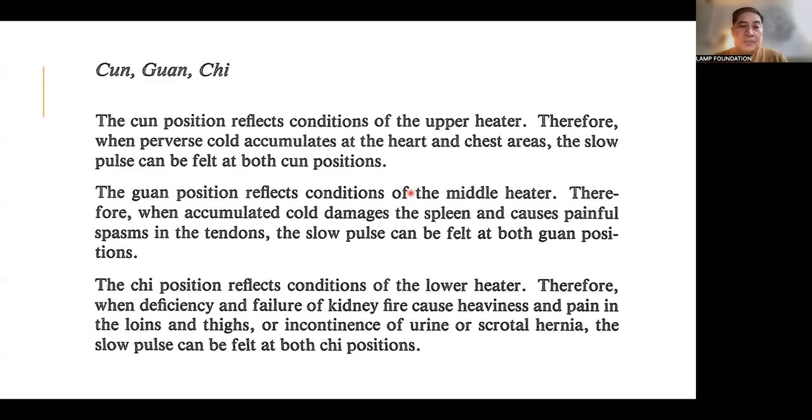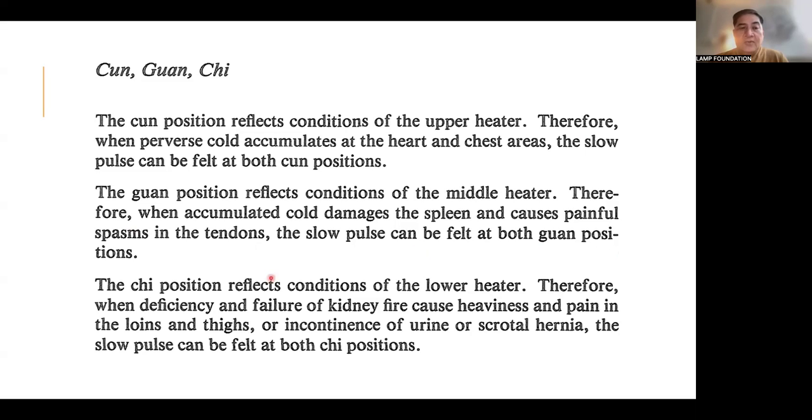Now, the Guan position reflects the conditions of the middle heater. Therefore, when accumulated cold damages the spleen and causes painful spasms in the tendons, you can feel the slow pulse at both right and left Guan.